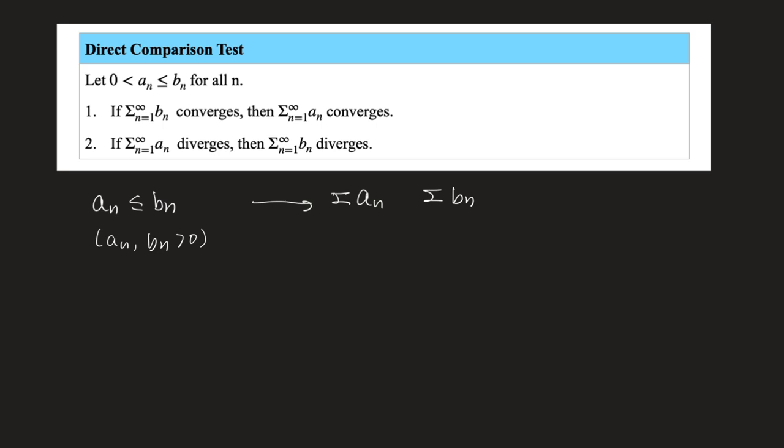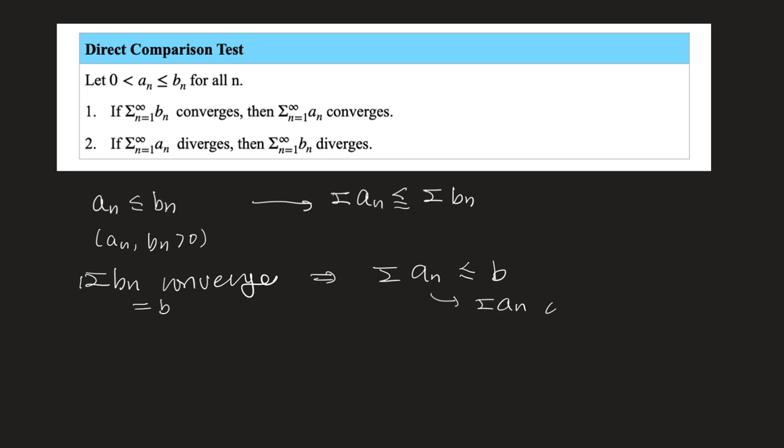Which one is bigger? Each term a_n is always less than b_n. Of course, the series of b_n is going to be bigger, because it has the sum of each term. Then the first condition is: the summation of b_n converges, which means it has a sum. We don't know the value, but it has a sum. Then the summation of a_n, which is less than or equal to it, also converges.